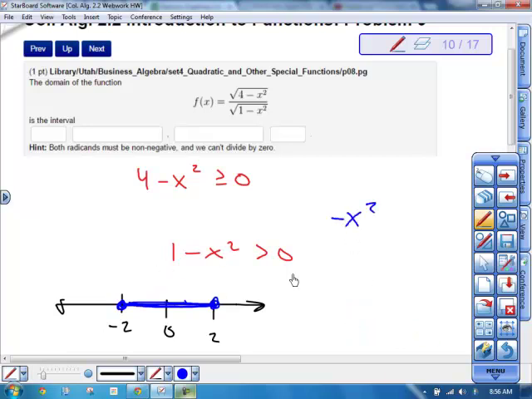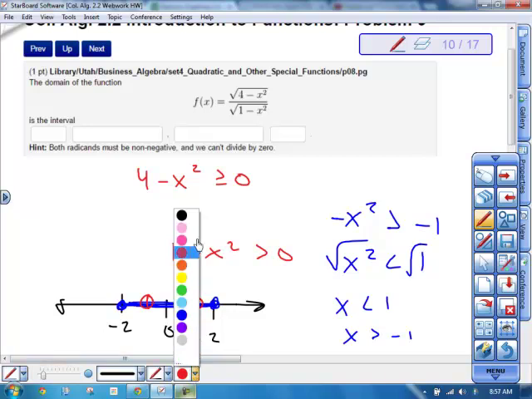This would be negative x squared if I subtract 1 from both sides is greater than negative 1. Now I get x squared is less than 1 if I multiply through by a negative. Square root both sides, and that gives me x is less than 1 and x is greater than negative 1. So now let me draw that in a different color, red. Here's 1 and negative 1. I can't have those values, negative 1 and 1, but I can have all the points in between. Right? So x is less than 1 and greater than negative 1, not including those points. Those are open circles. So those are all my answers.